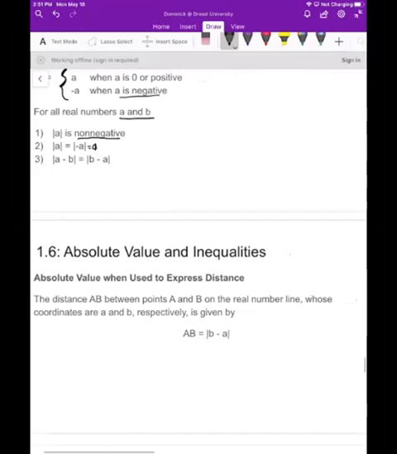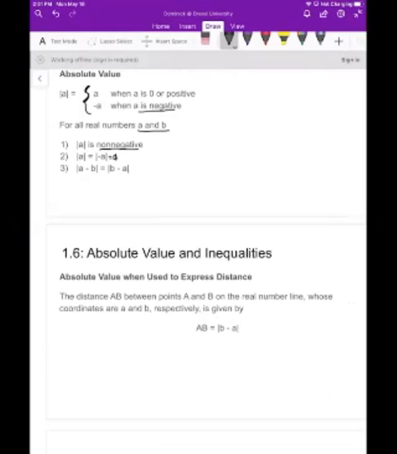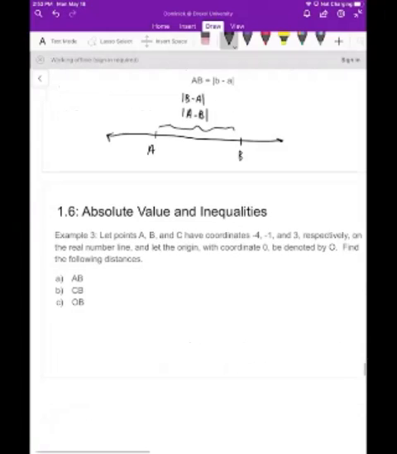Okay, so at the beginning of this, I mentioned that absolute value is used to express distance, right? So if you have 2 points on the number line, which we're going to call A and B, you can find the distance between A and B. This is just found by taking the absolute value of A minus B, where you could also do B minus A, since that distance should be the same regardless of where you start or finish.